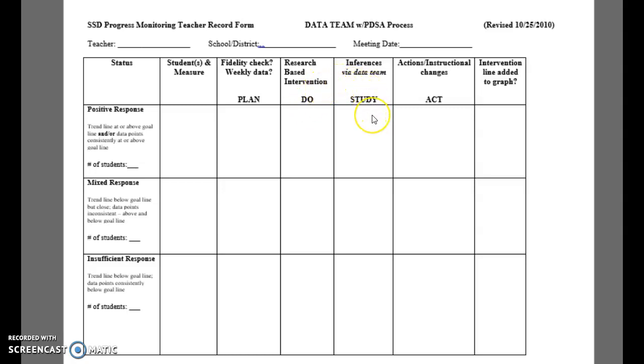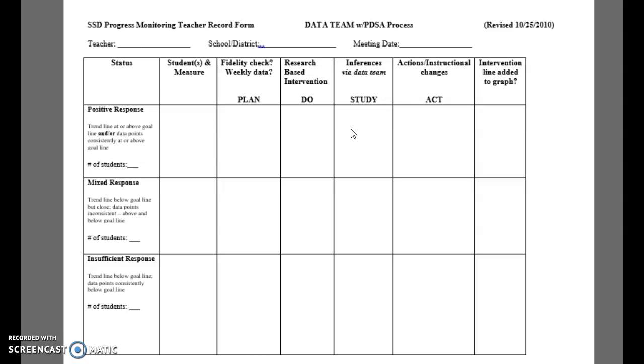Next, I would move on to my study. This is where my team and I would analyze the data and make any inferences together. So what is the data telling us? The idea would be that another participant in the data team would have a reading group on a similar level or be using similar strategies that I am. They can share their data in their research-based intervention and we can begin to compare.